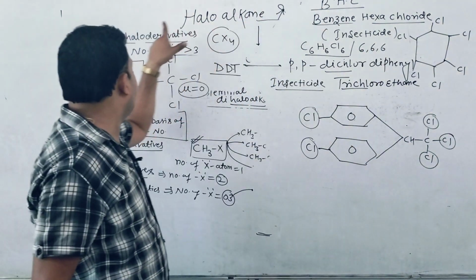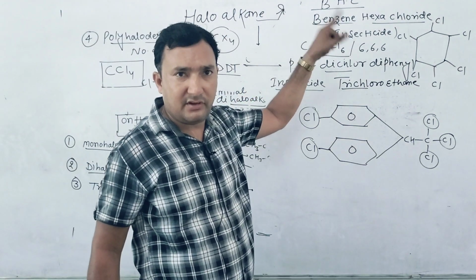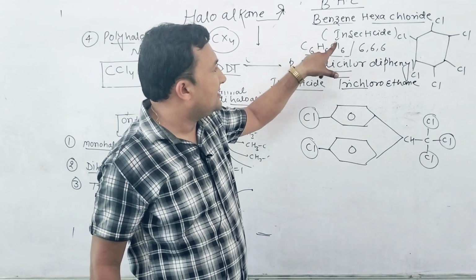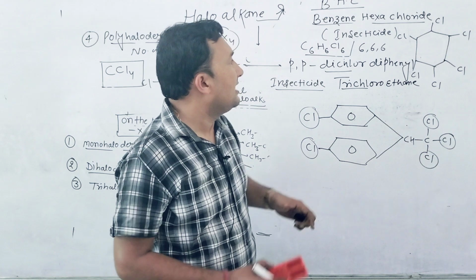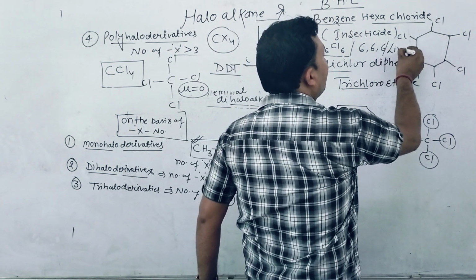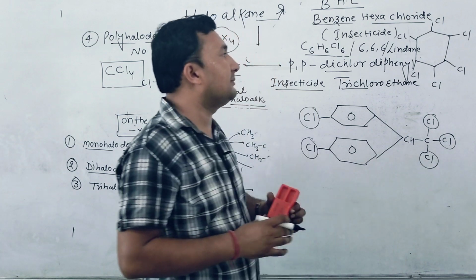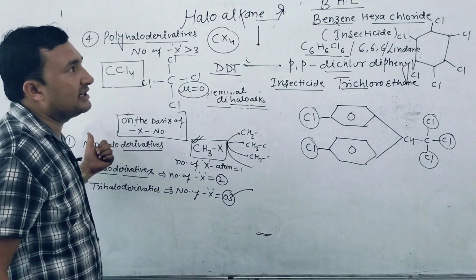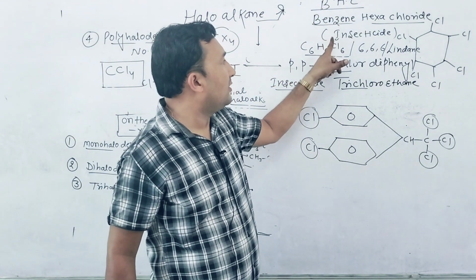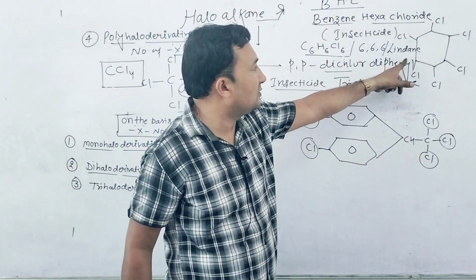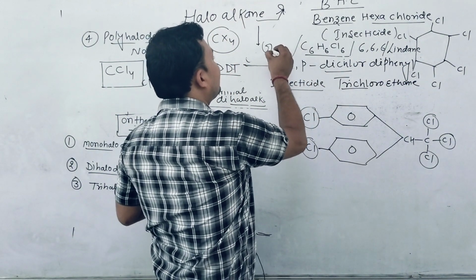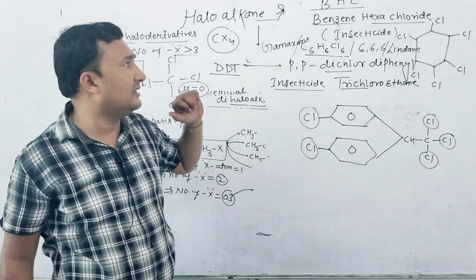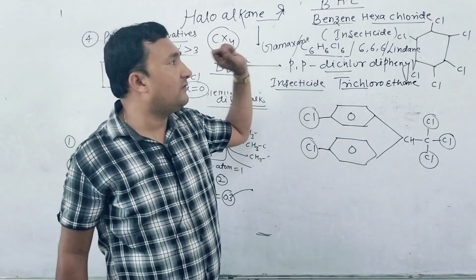Benzene hexachloride is categorized in polyhaloderivative. It contains more than 3 halogens. As we can see, here we are having 6 chlorines. So 6 carbon, 6 hydrogen, 6 chlorine. We call it 666. Commercially, it is called lindane. So if we are discussing the polyhaloderivatives, DDT is there, BHC is there, and carbon tetrachloride is there. BHC is called benzene hexachloride. We call it 666. It is also called lindane and also called gamexane. All these are names of the same chemical, and this is one of the examples of polyhaloderivatives.